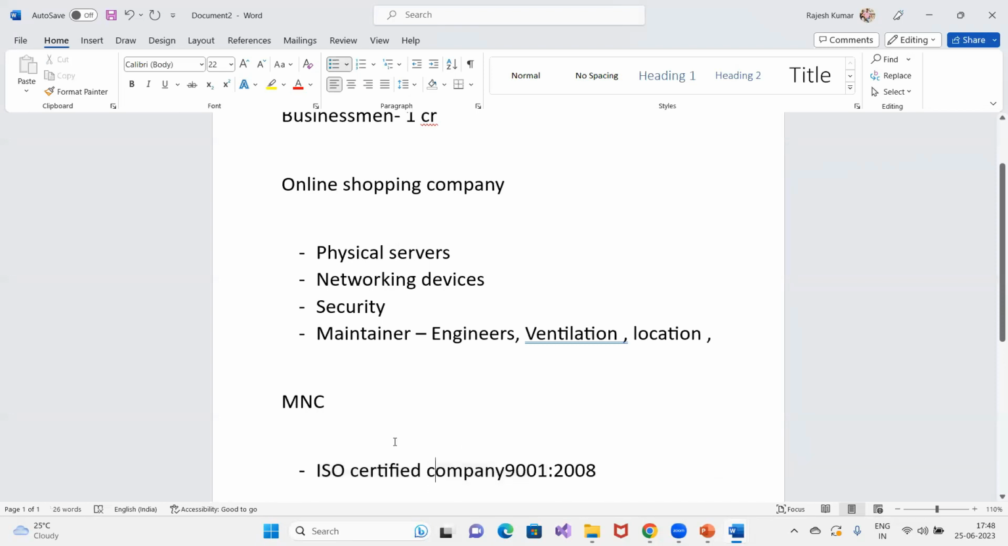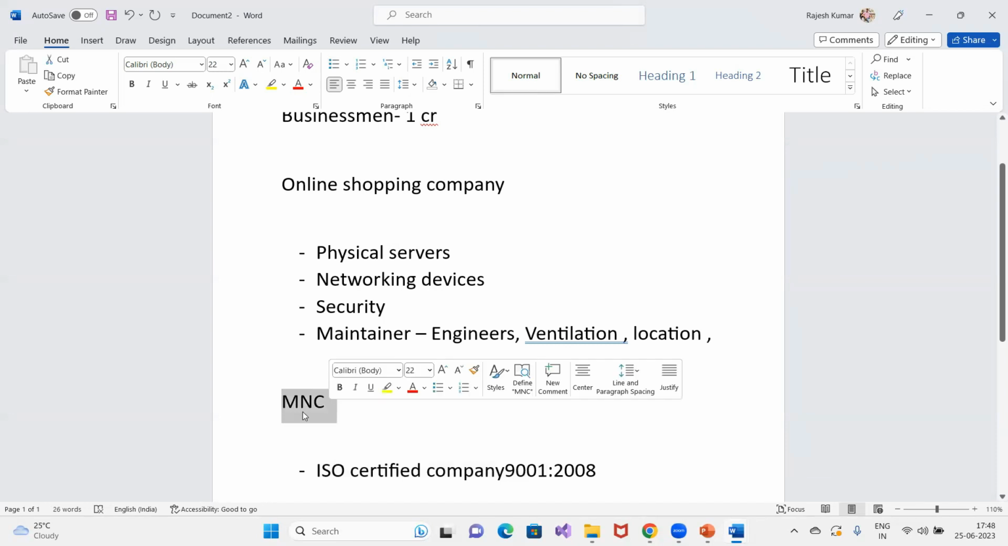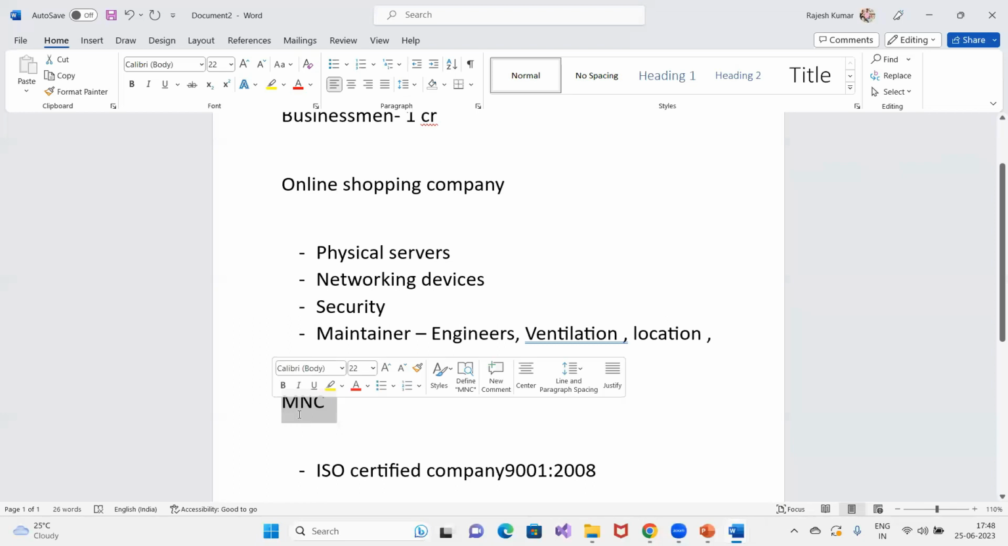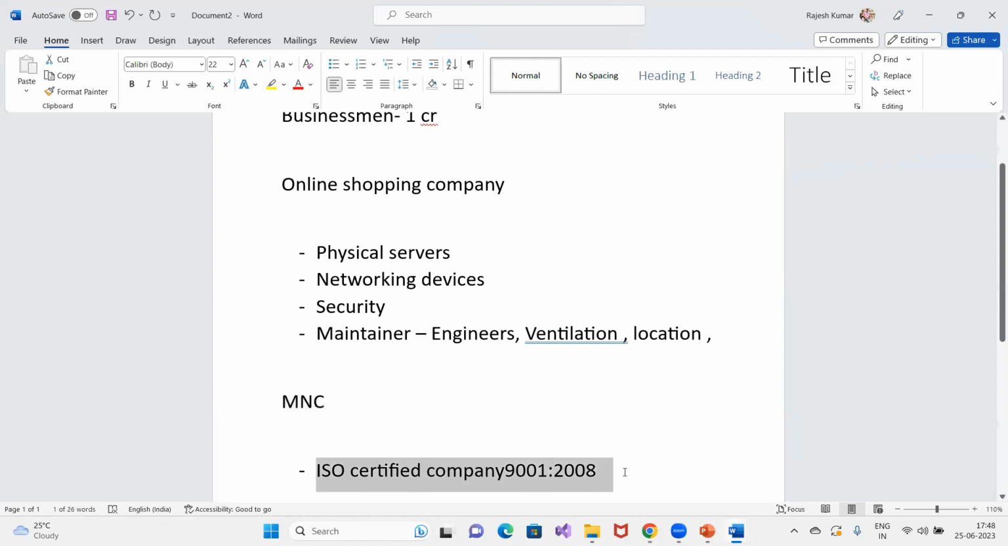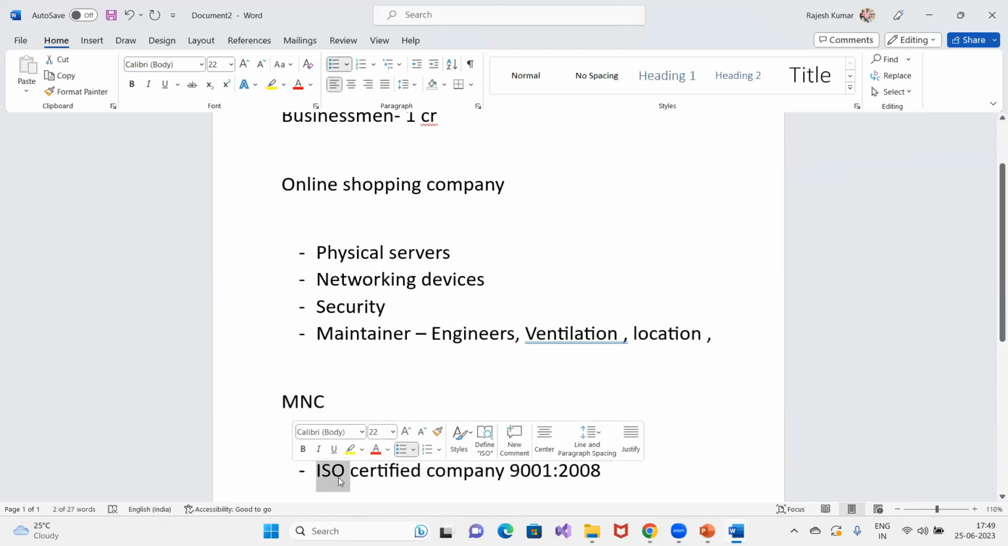Now, what is this ISO standard? If you are running a multinational company, because it's an international organization, this organization is not part of India. It's part of international regions. So in order to run the business in a different country, just like US companies are running their businesses in India, European companies are running their businesses in India, in order to run the businesses in different parts of the world, they will have to take different certifications from different organizations. So ISO is one of those. ISO, the International Standard Organization, is responsible for giving the certification to the corporates, to the multinational companies.